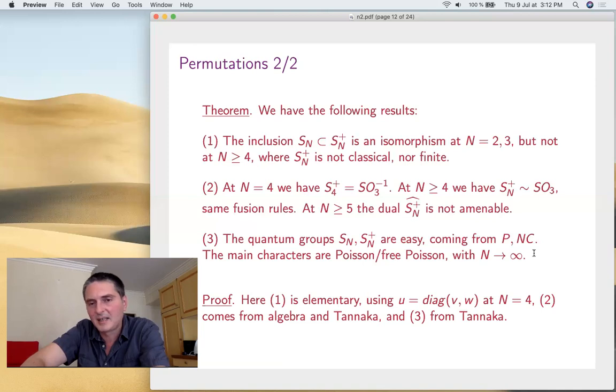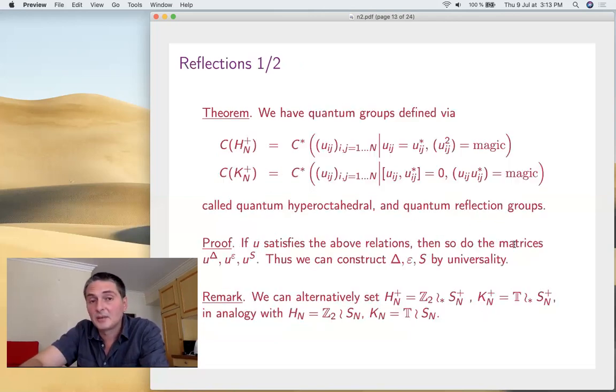So all this, yeah, 1 is what I was telling you by hand somehow, there's a few tricks. 3 is Tanaka, it's a Brouwer type thing. And 2 is a mixture of ad hoc algebra and things coming from Tanaka. I mean, the fusion rules of SO3, you get it from here, from non-crossing. It's quite standard. Okay, so now we can go into reflections. This is the last thing we wanted.